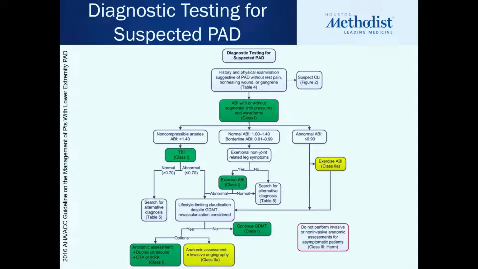But the main thing to remember is, if you have a non-compressible vessel, the lab will automatically go on and do a toe brachial index. And if your reading there is less than 0.7, again, this is a patient who has peripheral arterial disease, and you're back down to the same pathway, GDMT, before you consider revascularization. What about those patients who are in that borderline ABI numbers, between the 0.9 and the 1?